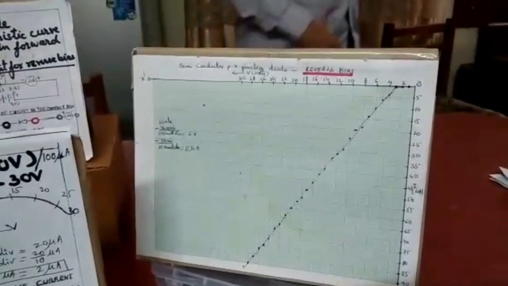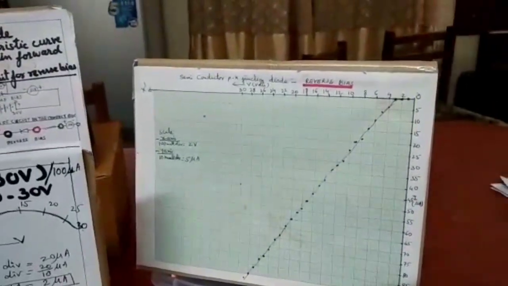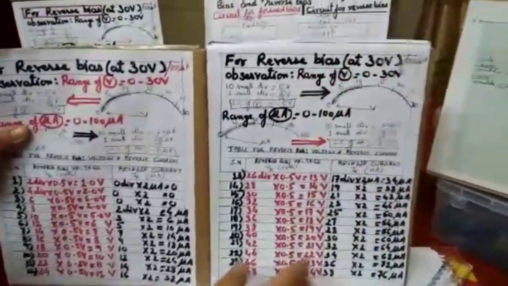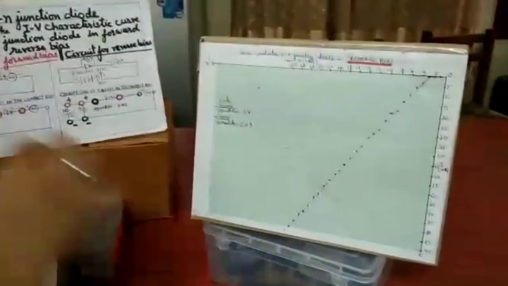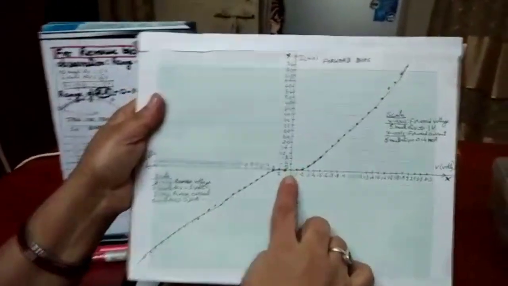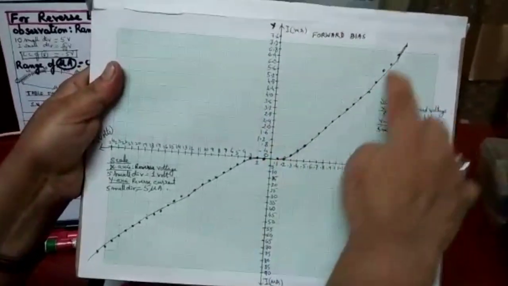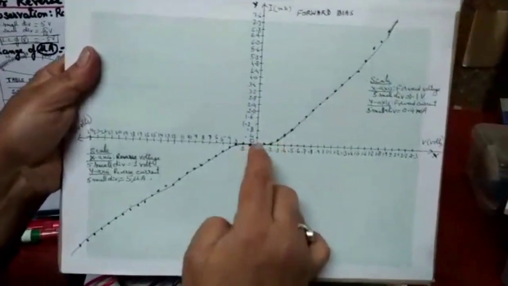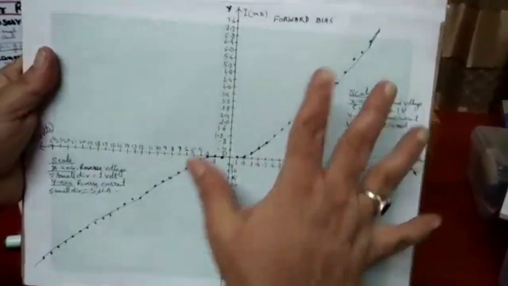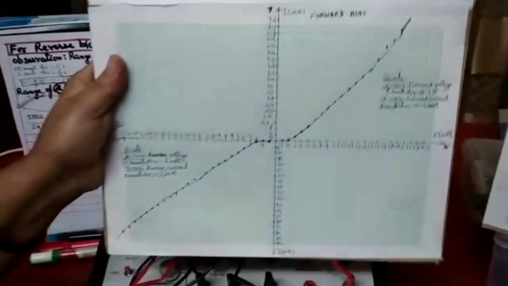Now you can even plot both graphs, forward bias as well as reverse bias, in a single graph paper. I will show that at the end. Here you can see the forward bias graph like this, and this is the reverse bias graph. So you can plot both graphs in a single graph paper.